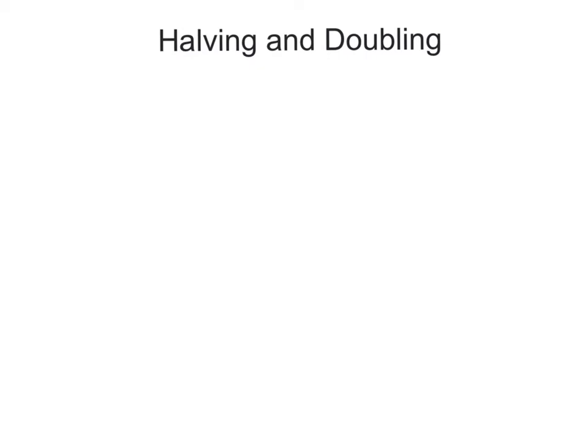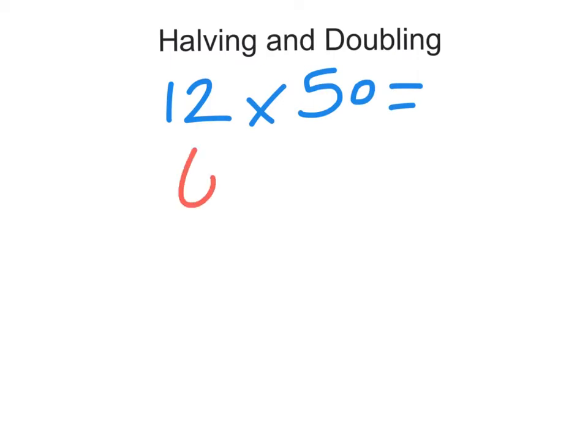Here's a question for you. 12 times 50. Well, that's pretty tough, but let's use this halving and doubling strategy. Let's cut one of these numbers in half. I'm going to cut the 12 in half. Half of 12 is 6. So that's the halving part. Now I have to double the other number. So if I double 50, I get 100.